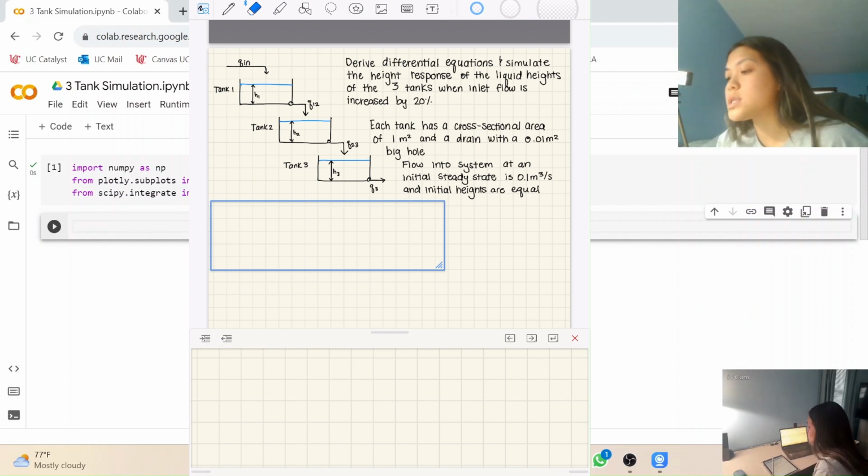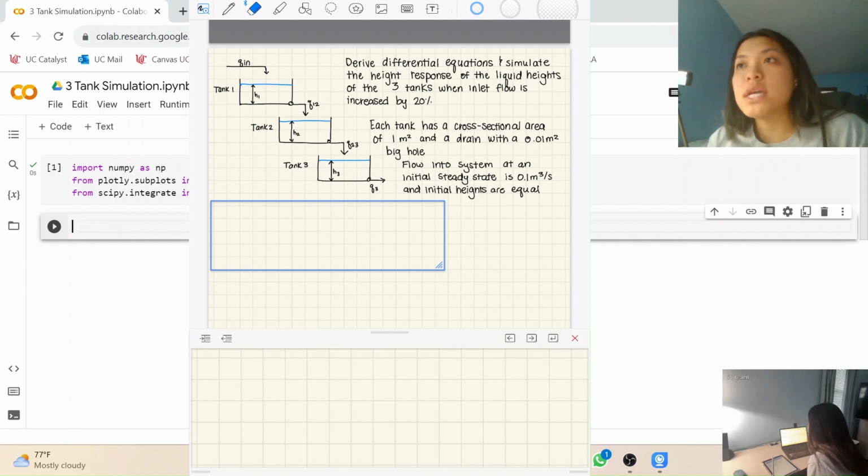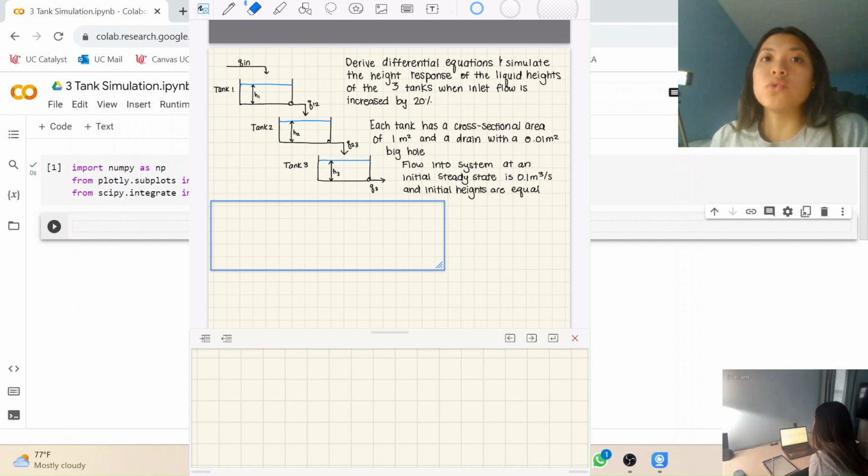So these initial states are very important because we're going to be using solve_ivp, which takes an initial value and uses it to solve simultaneous differential equations.